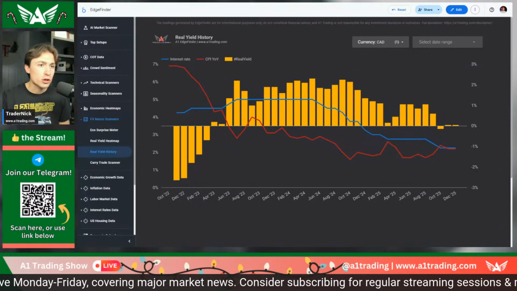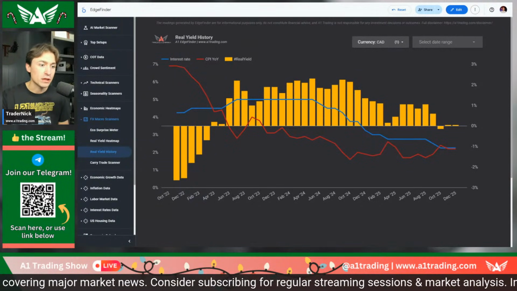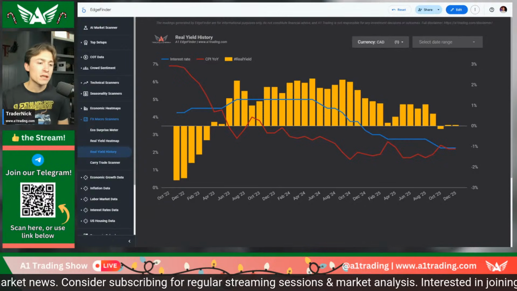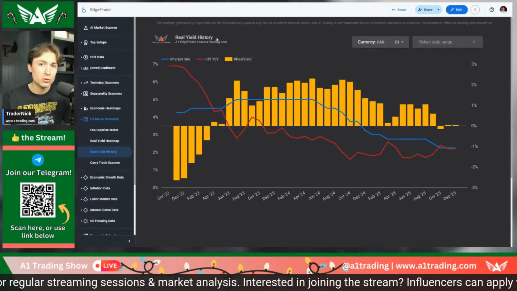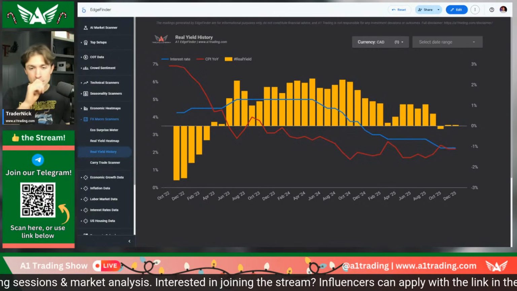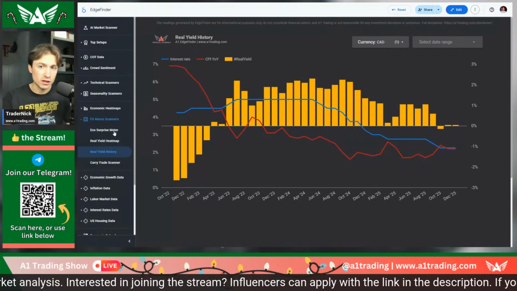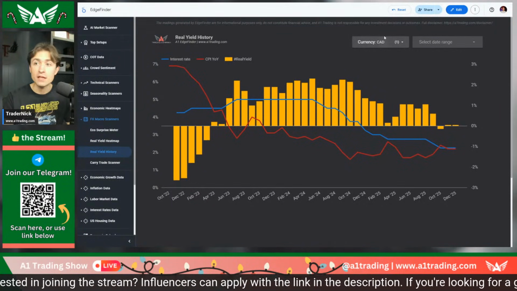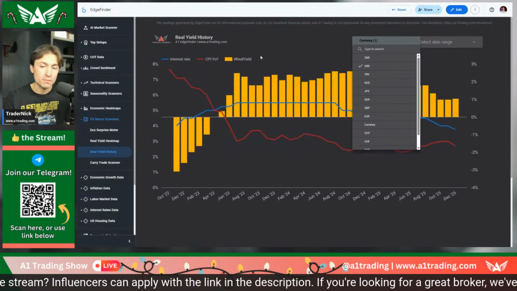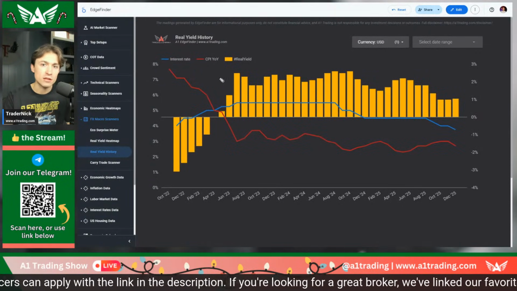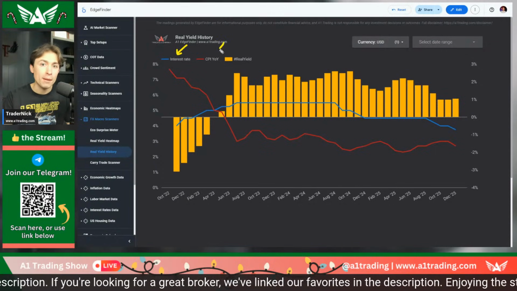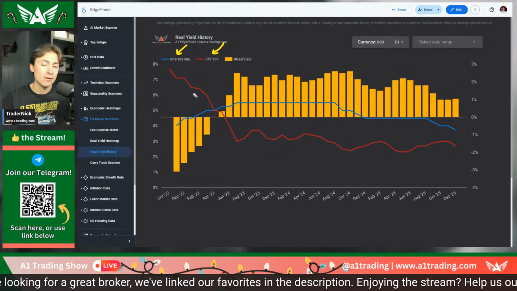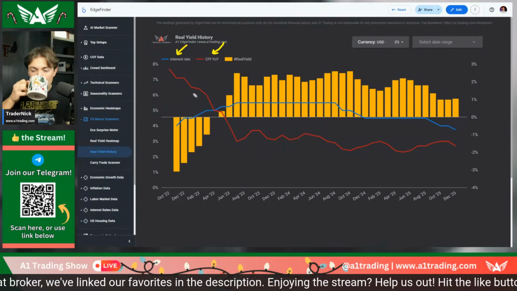I want to show you a cool chart we just finished building this morning. We're taking a look at specifically the new real yields historical chart within EdgeFinder. Now, if you don't know what real yields are, if you're a currency trader, you really should. They are pretty useful. Real yield is essentially taking the interest rate offered by a country minus the inflation of that country at the same time.